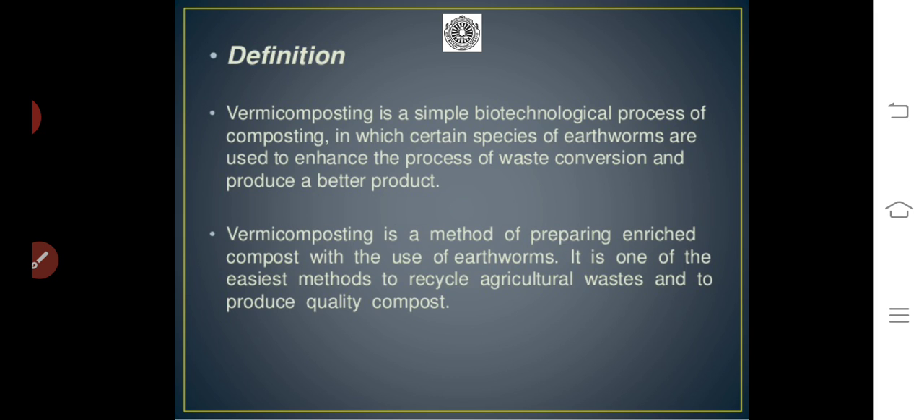Vermicomposting is a special biotechnological process of composting in which certain species of earthworms are used to enhance the process of waste conversion and produce a better product. Vermicomposting is a method of preparing enriched compost with the use of earthworms. It is one of the earliest methods to recycle agricultural waste and to produce quality compost.